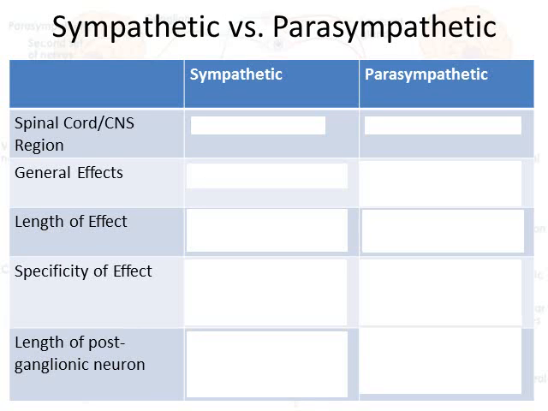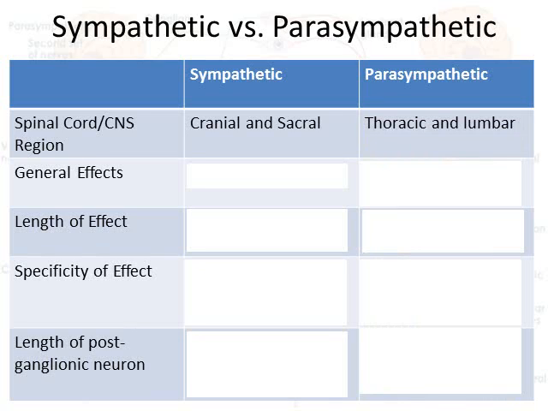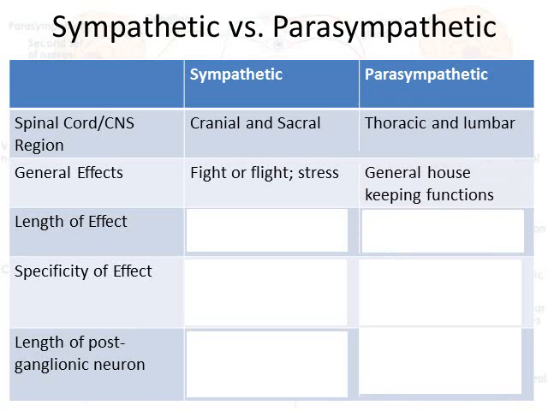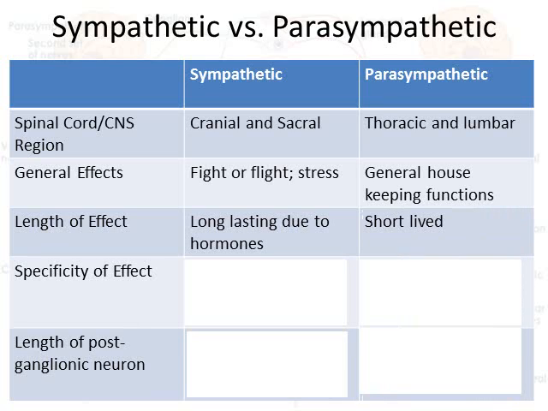Okay, so we can go through a recap here. The CNS region on the parasympathetic side is cranial and sacral, and the sympathetic side is thoracic and lumbar. The general effects: sympathetic is obviously fight or flight, dealing with stress, whereas parasympathetic is general housekeeping functions. The length of the effect: sympathetic is going to be much longer lasting because we have this hormonal influence too, with the adrenal medulla releasing hormones into the blood. Those have a lot longer effects. On the parasympathetic side, it's short-lived because it's only that neuron interacting, and then the neurotransmitter is pulled back up and the effect is gone.